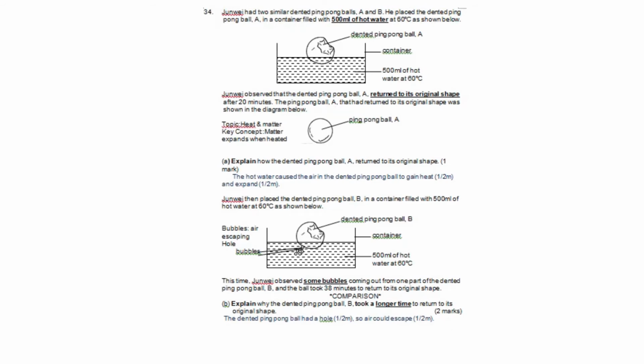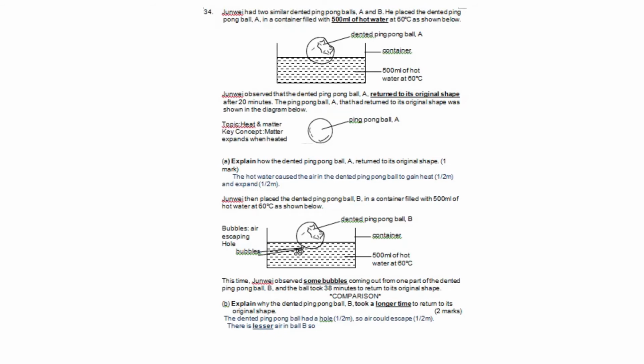So when there is a hole and a lot of air is escaping, what does it mean? Inside the ping pong ball, is there more air or lesser air now that air is escaping? There is lesser air. So that's how I'm going to explain. There is lesser air in ball B. Now, take note of my words here. I'm using the words there's lesser air. You notice that I didn't say there is less air. I'm using a comparative adjective. There's lesser air in ball B. So when there's lesser air, so what? I'm again talking about a key concept of gaining heat and expanding.